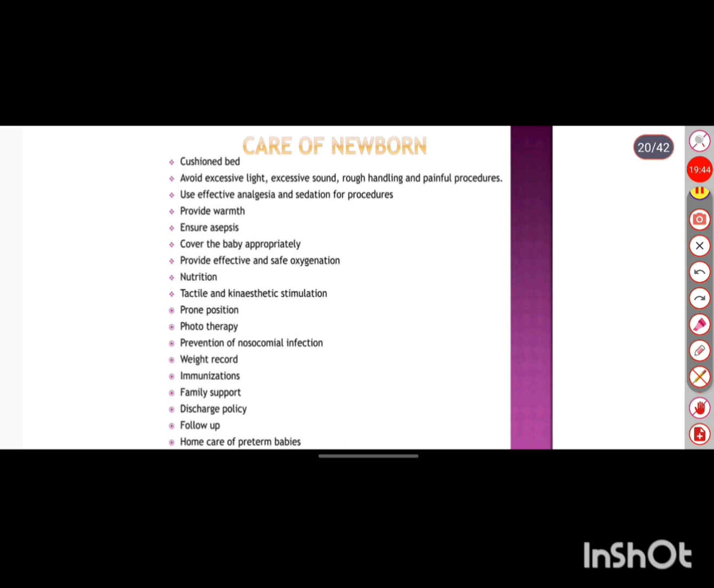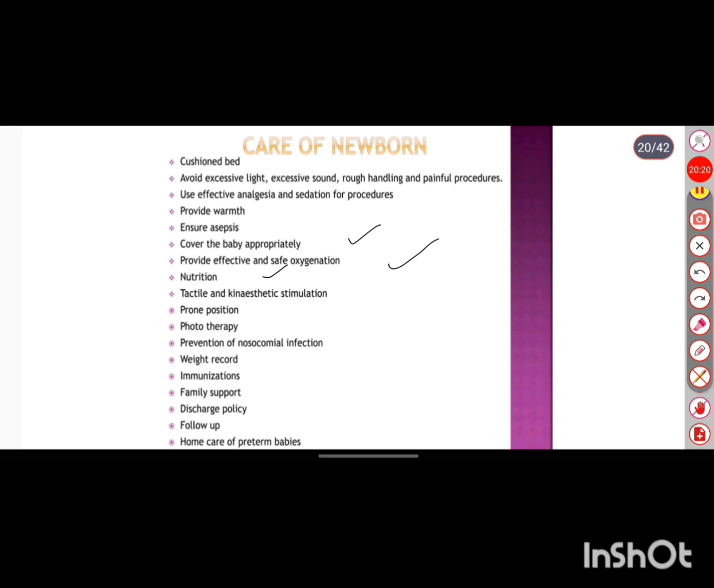And we should always make sure that we are following aseptic precautions whenever we are doing the procedures for them, because they are more prone to getting infections. Cover the baby appropriately because they are more prone to going into hypothermia very quickly. Provide effective and safe oxygenation. Nutrition should be maintained very thoroughly, and sometimes NG tube feeding is required because their sucking and swallowing is sometimes uncoordinated. And always provide them with tactile and kinetic stimulation.